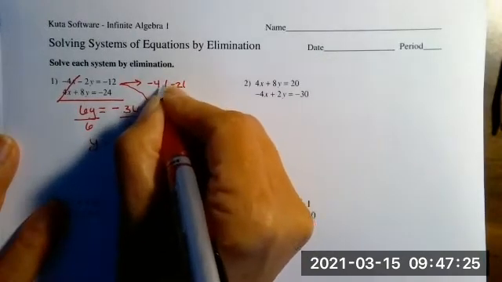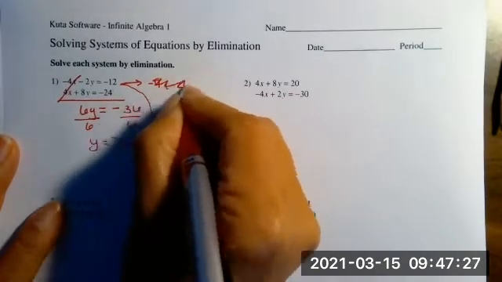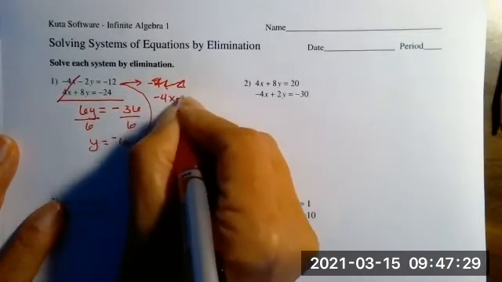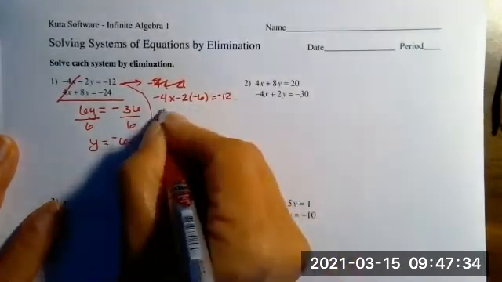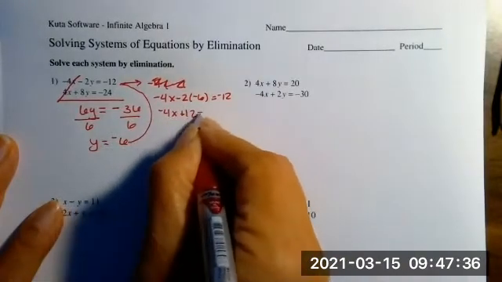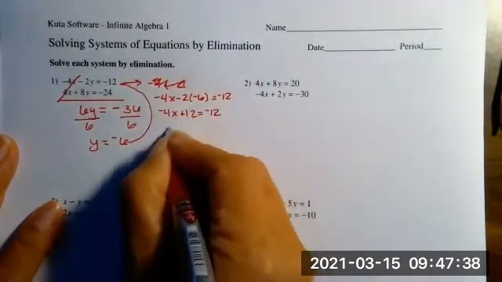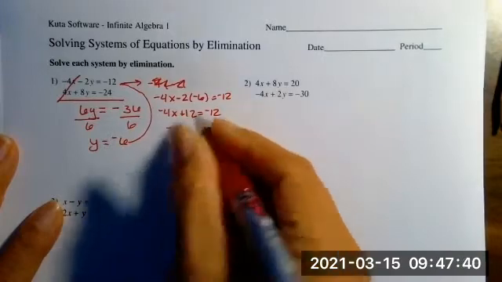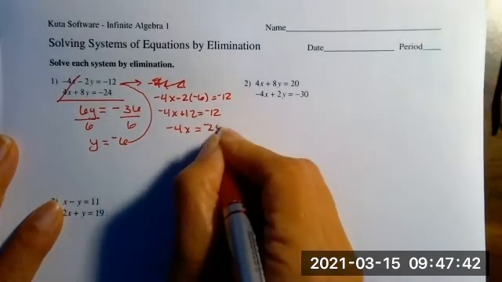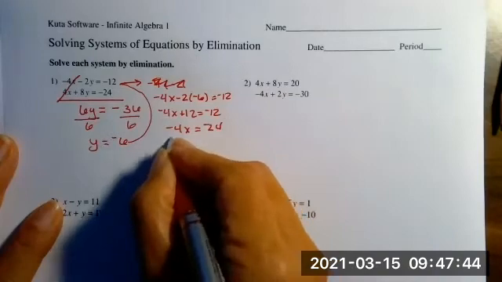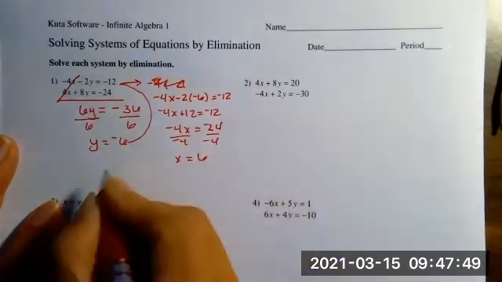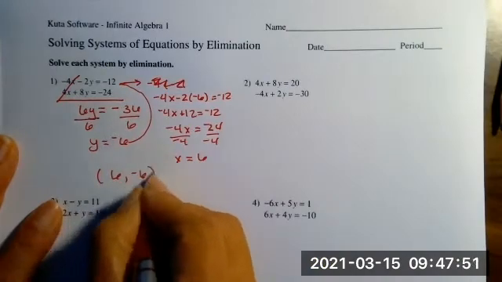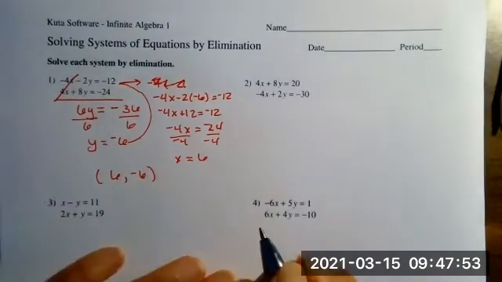Oops, negative 4x. Let me write it again. Negative 4x minus 2 times negative 6 equals negative 12. Negative 4x plus 12 equals negative 12. Minus 12 from both sides. It's going to be negative 24. Careful, right? And then divide by negative 4. So x equals 6. So my point is 6, negative 6. Make sure the numbers go in the right order.